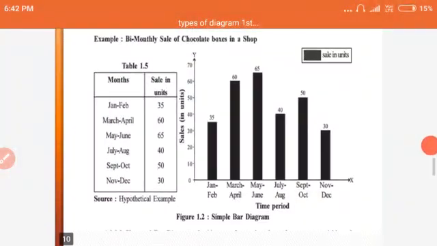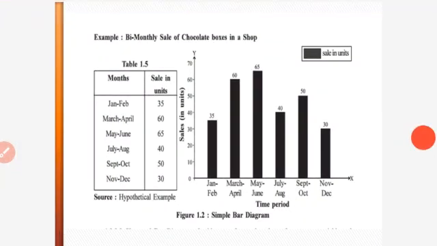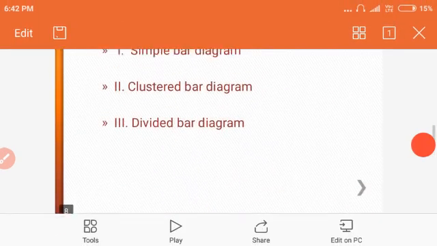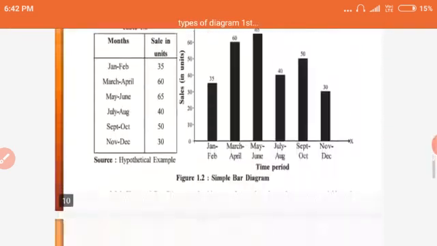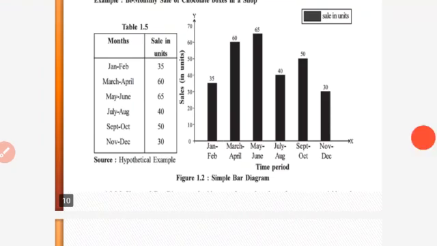you can see here the height, it means 35 units sold in January February, whereas 60 units sold in March to April. That means the March April sales are more than the January February sales. May June sales are the highest of all other months. So you can easily understand on the basis of height or length. Thus, by comparing the height or length of the bars, a comparison can be made of the value of each section. So with the help of height or length, you can easily make comparisons between all sections.